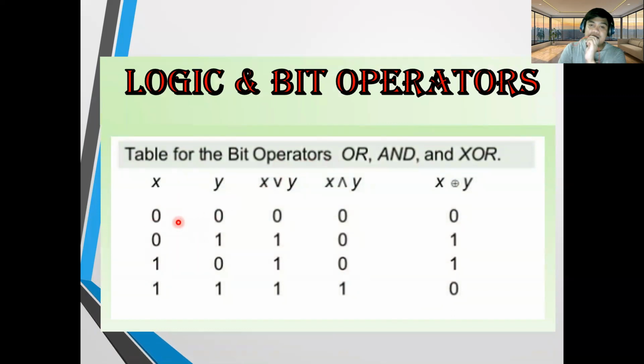So we have X, Y: 0 0, 0 1, 1 0, 1 1. For OR, remember kapag mayroong isang true na siya. So 0, 0 kaya 0. 0, 1 kaya 1. 1, 0 kaya 1, and 1, 1 kaya 1. Kasi true, true, 1. True, false, true. False, true, true. For AND naman, kailangan parehas na true, kaya lahat 0 except doon sa 1, 1. And kapag exclusive OR, or XOR, ang magiging true lang is kapag magkaiba sila. So 0, 1 true. 1, 0 true. Kapag parehas, 0, 0 is 0, 1, 1 is 0.